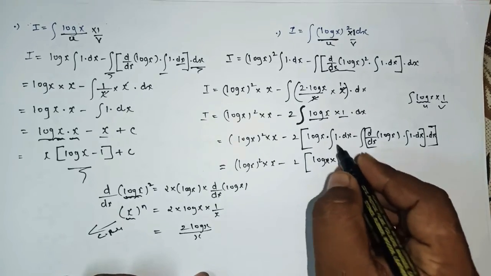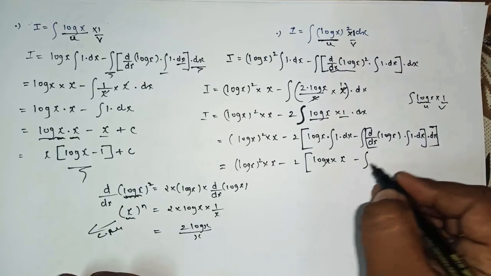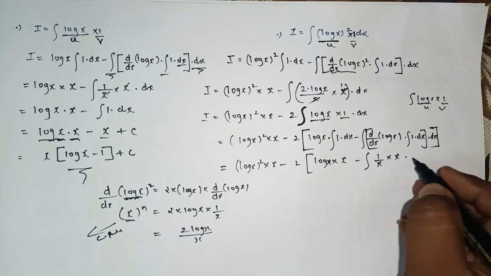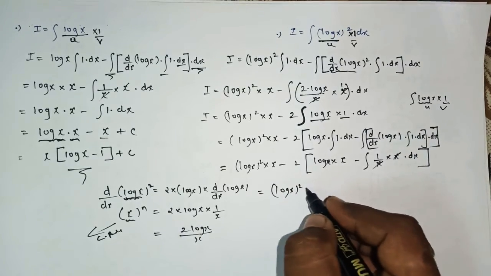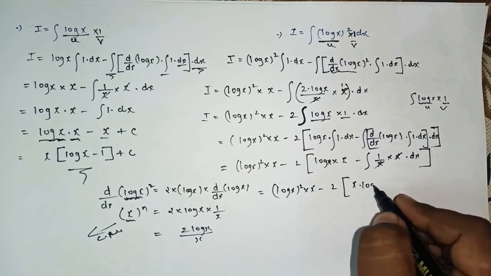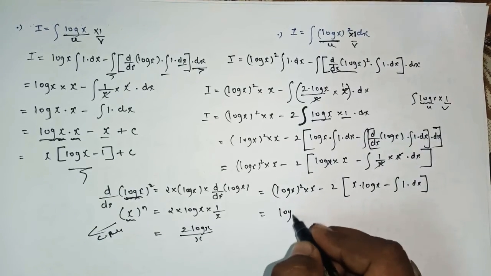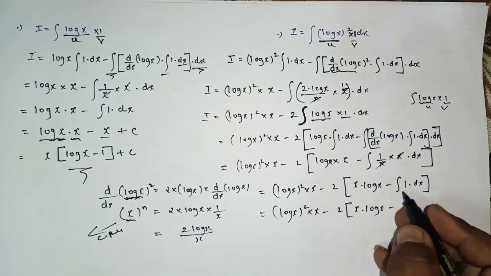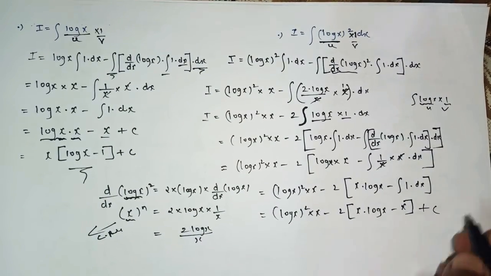Log x, integration of 1 is what? X. Here the derivative of log x is 1 by x. Integration of 1 is what? X, and then dx. This x will get cancelled. So log x the whole square into x minus 2. This we can write as x into log x, then integration 1 into dx. Log x the whole square into x minus 2, x into log x. Integration of 1 is what? X. Integration is removed, and then here we can write plus c.